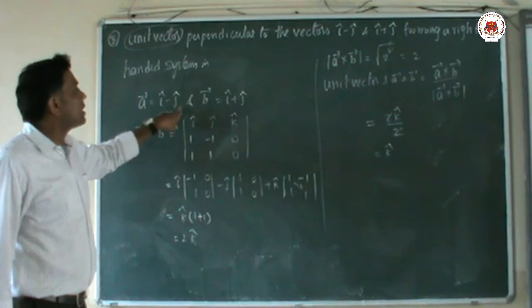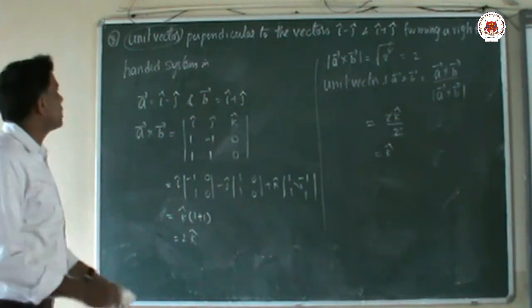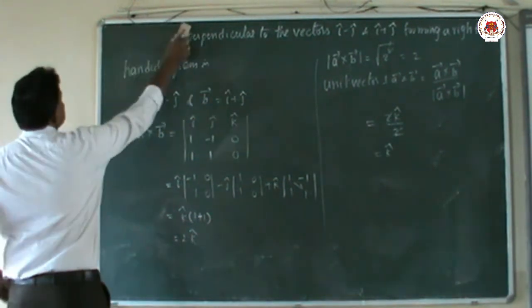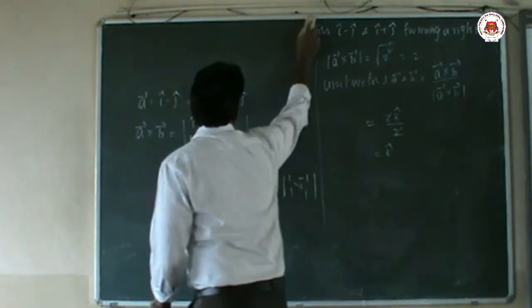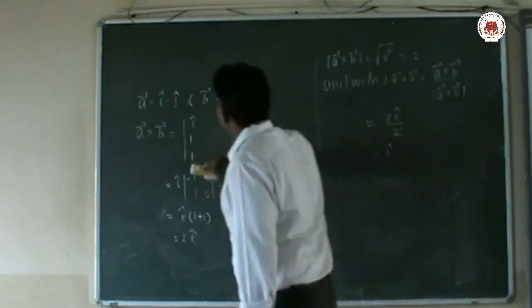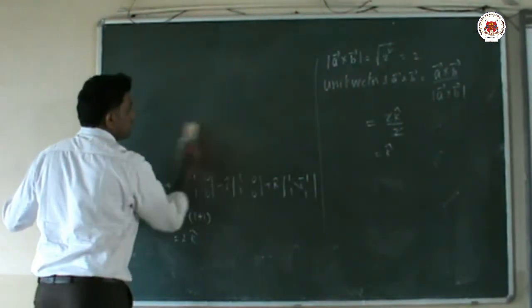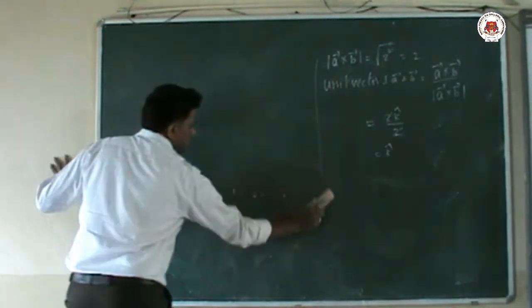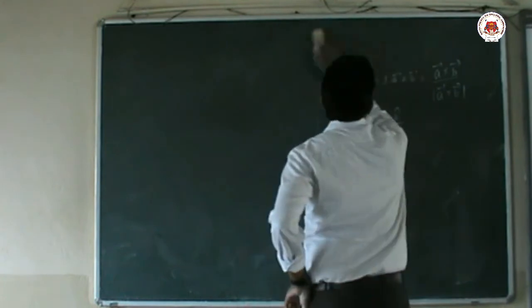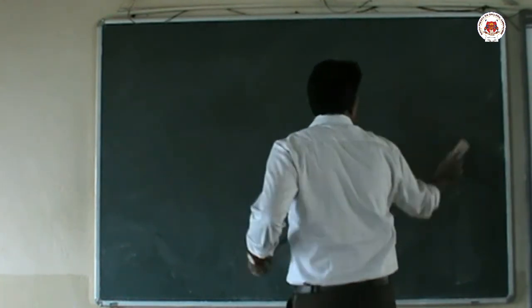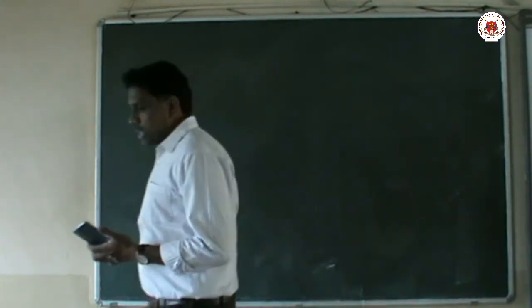A equal to i cap minus j cap, b cap. Just we did the a cross b. So the next question is, now I am going to discuss the next question. The question number 9.